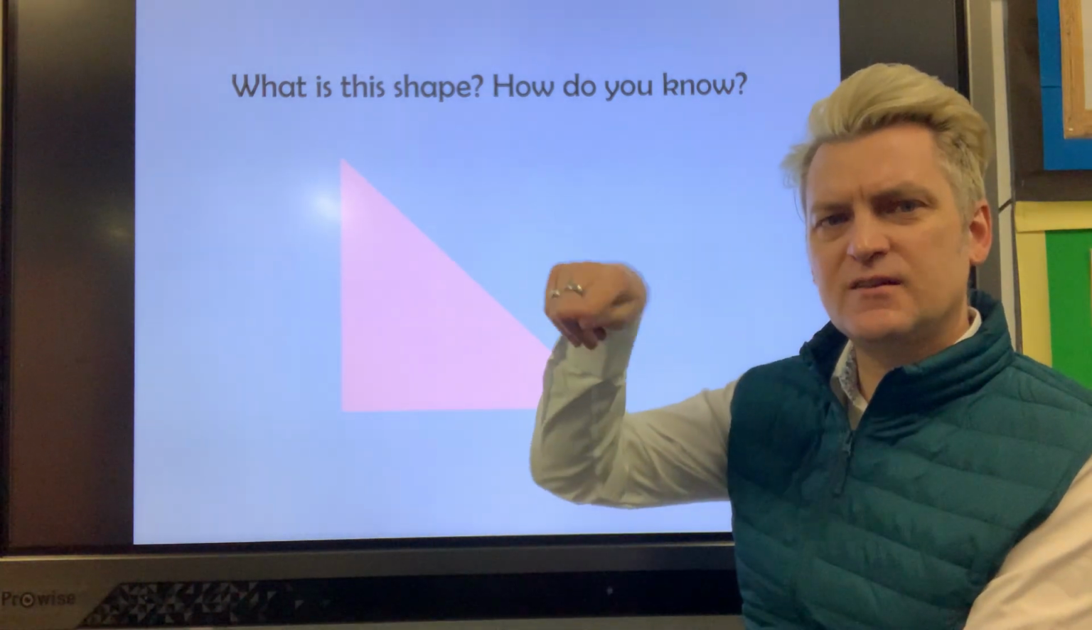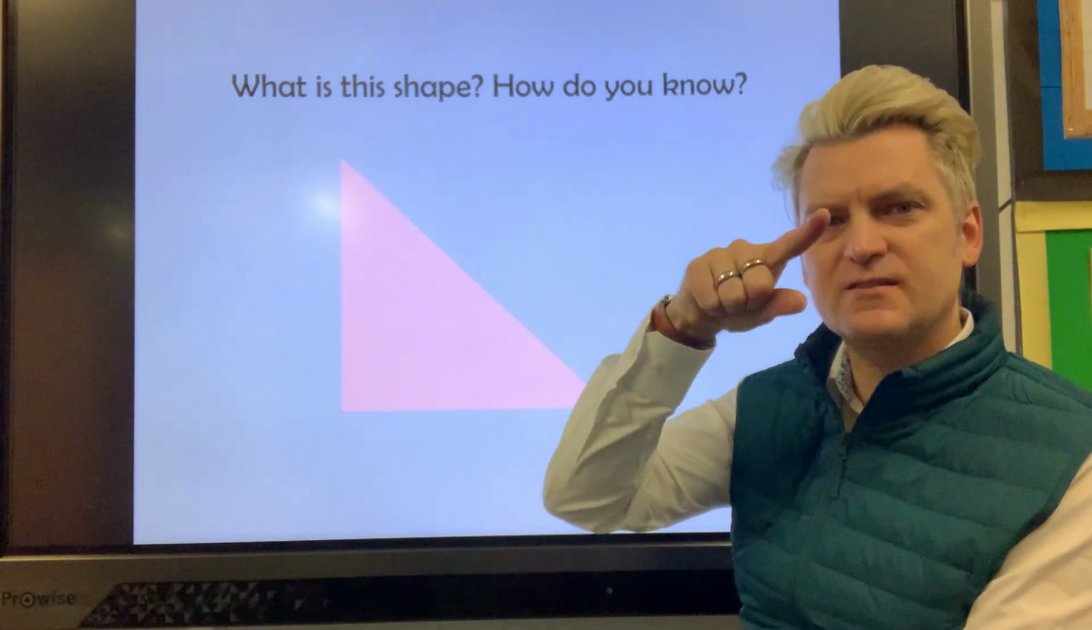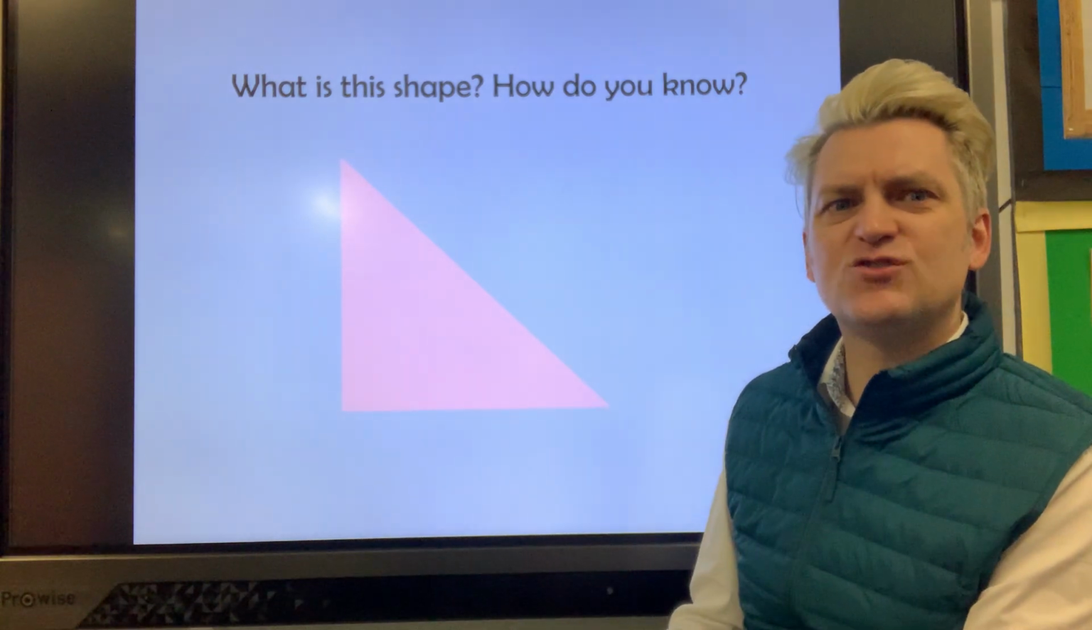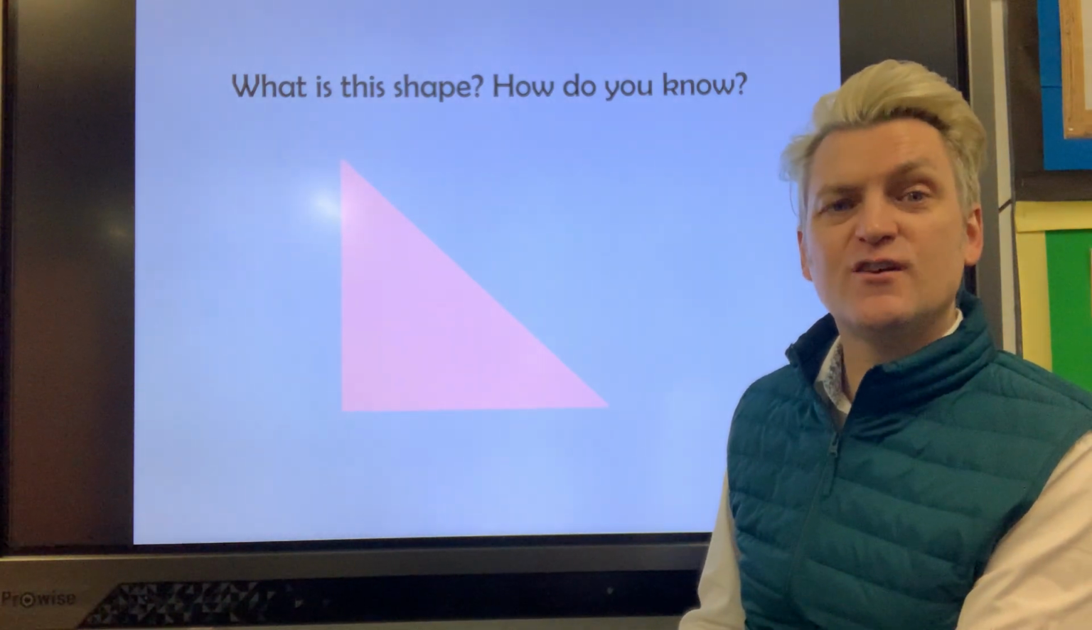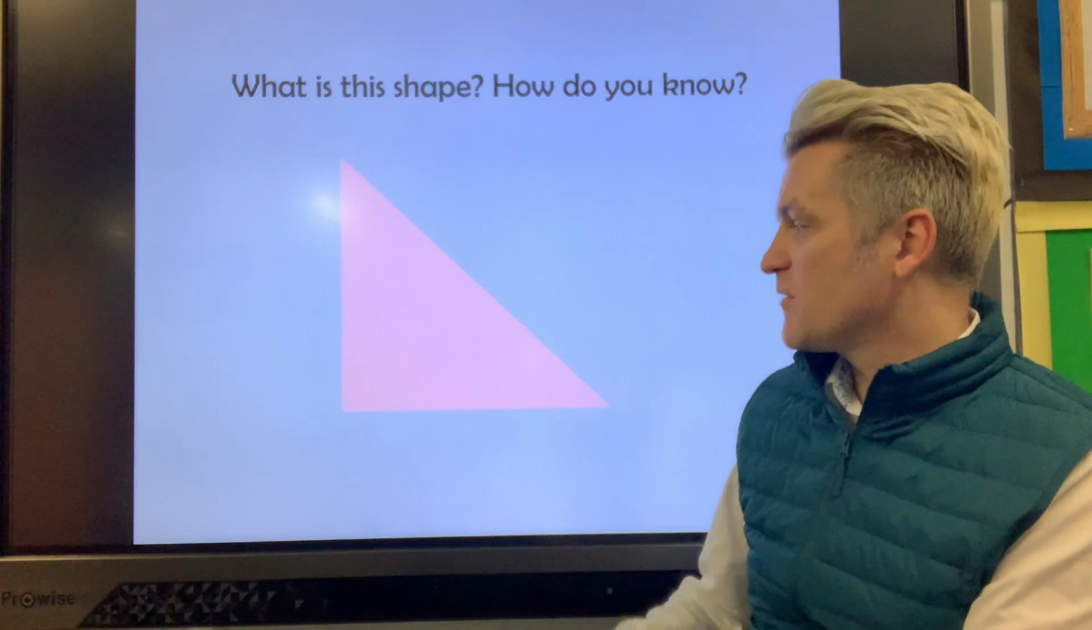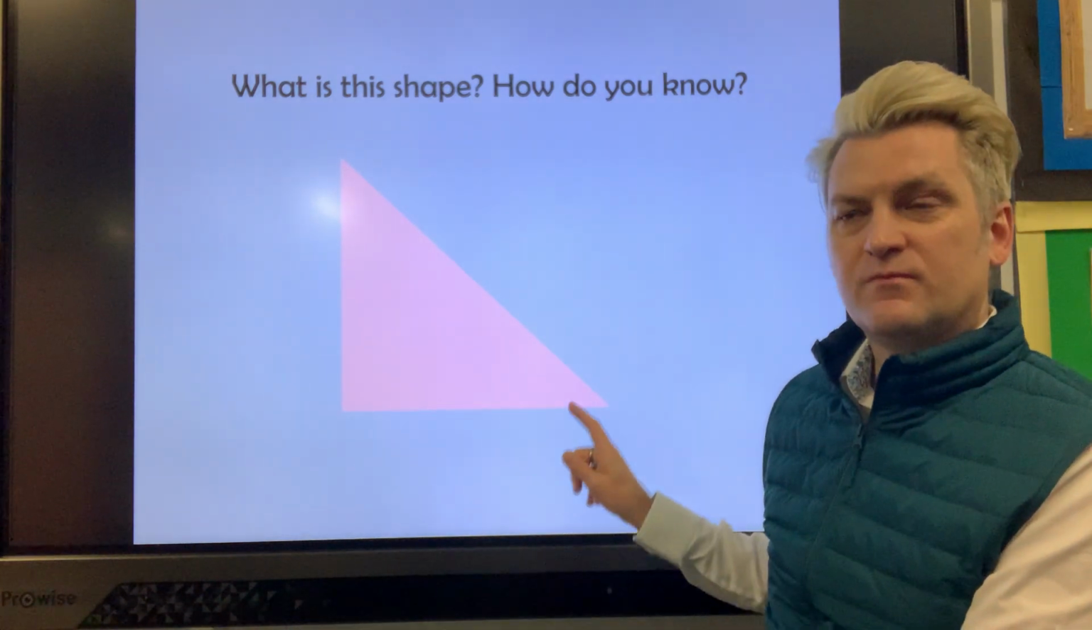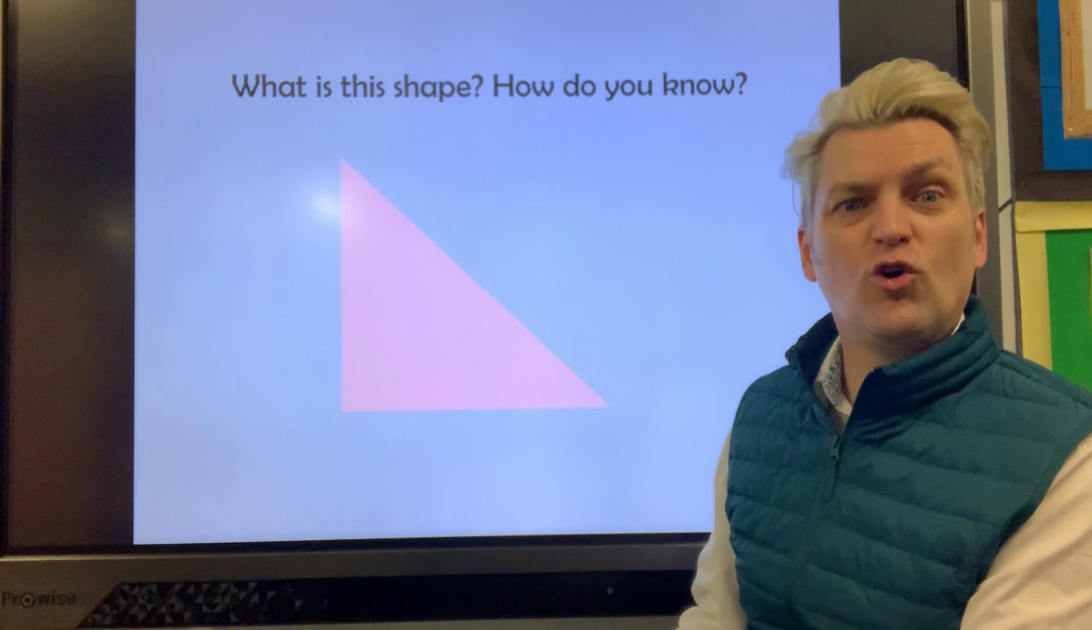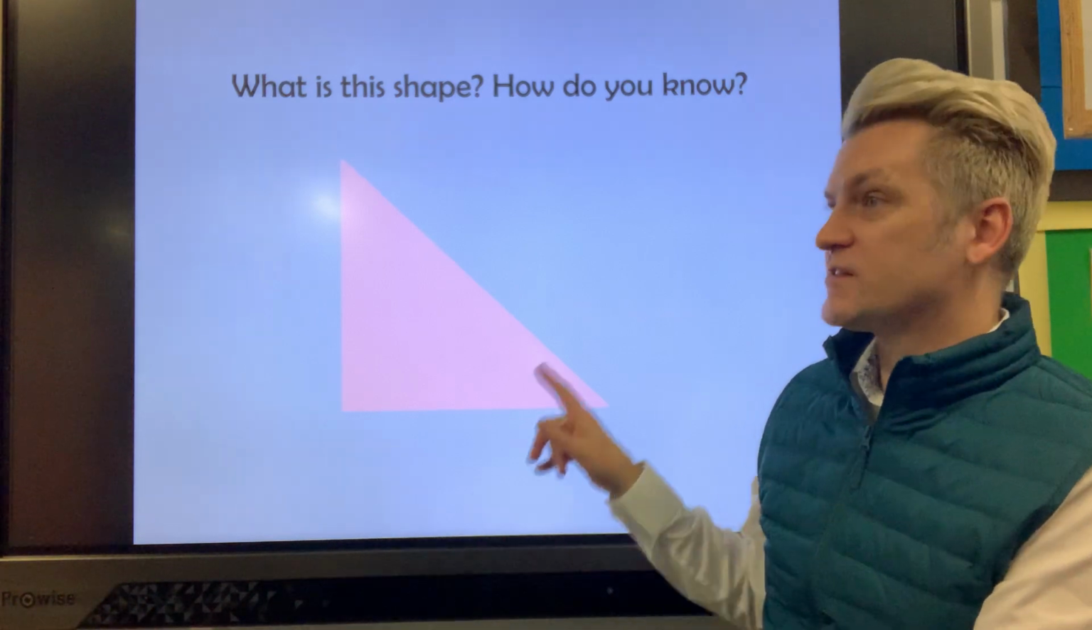Do they go like this? Or are they like this? They're very straight, aren't they? They've got 3 straight sides. And what about here? We've got corners. We've got 3 corners.